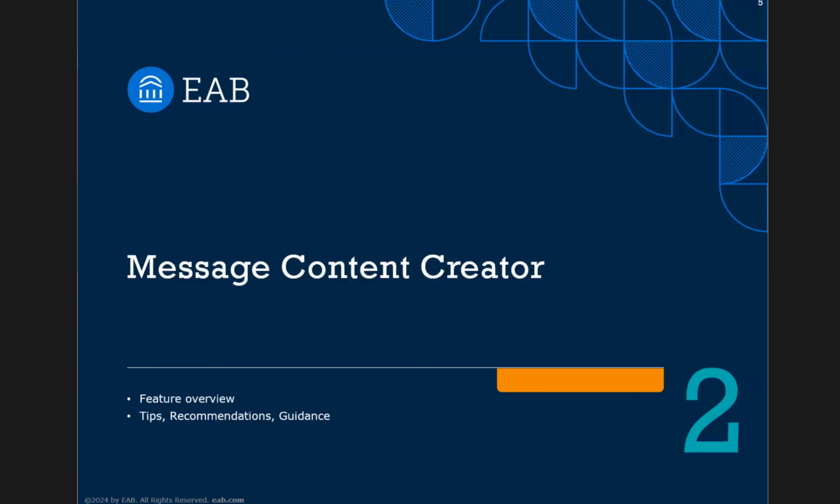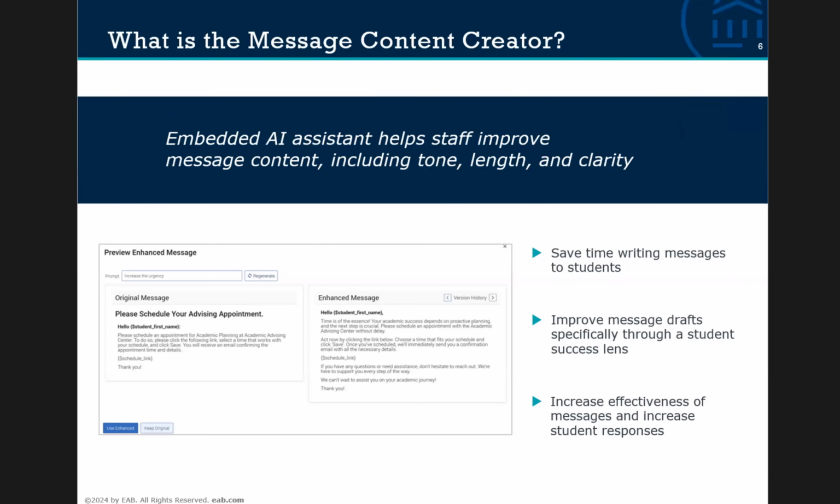Starting with the message content creator, has anyone ever used Grammarly or ChatGPT to spice up an email? Okay, so then you're familiar with the purpose of the message content creator. It's an embedded AI assistant to help you improve the message content, the length, the clarity, etc. How it works is anywhere in the site where you can send a message to students, either a one-off email message, in a messaging campaign, in an appointment campaign, etc., there will be this AI button that I'll show you, where it can help spruce up your messaging.